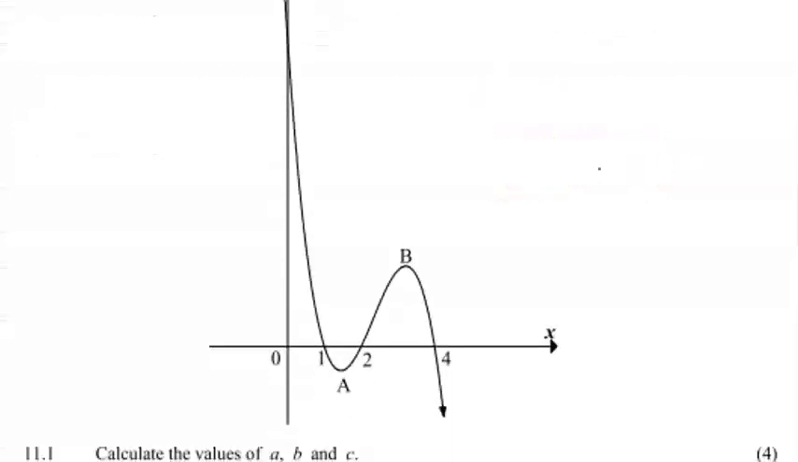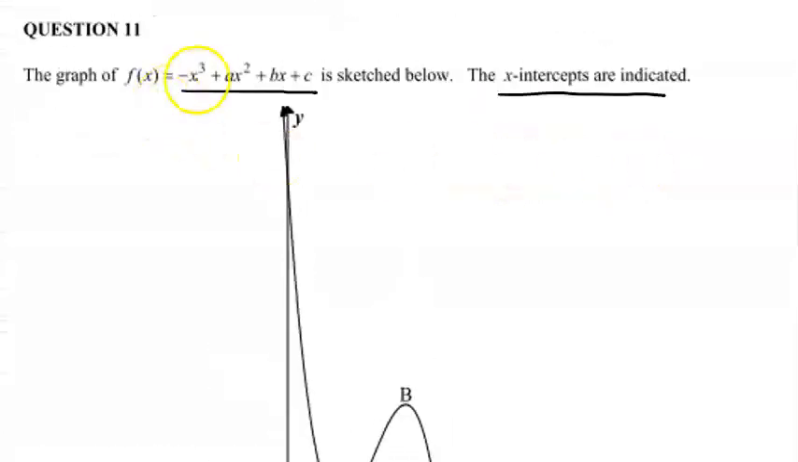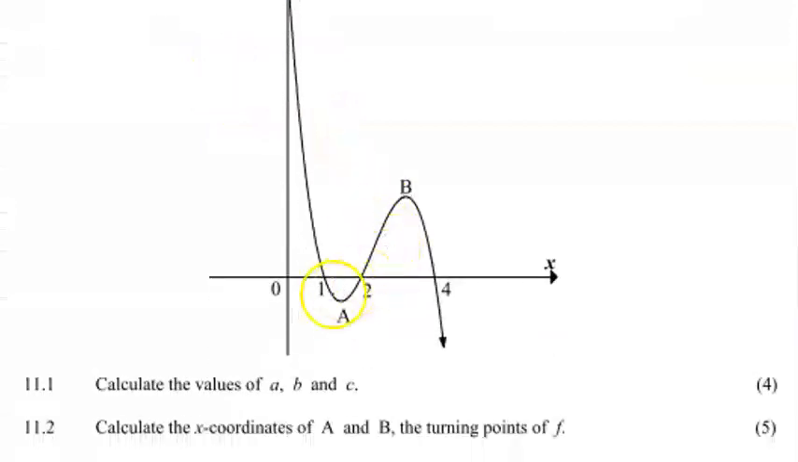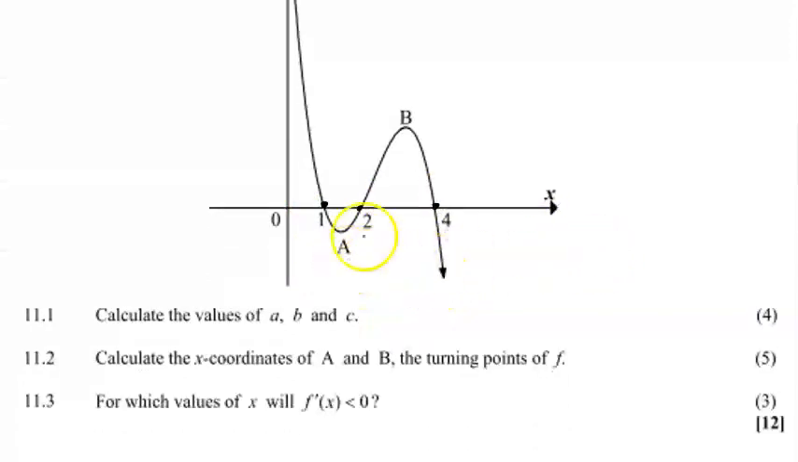So a cubic function, as you can see, standard form is ax cubed plus bx squared plus cx plus d. Now that's a standard form, and we are required in this question to find the values of a, b, and c. So let's have a look at it. You can clearly see that the x-intercepts are given to us: 1, 2, and 4.